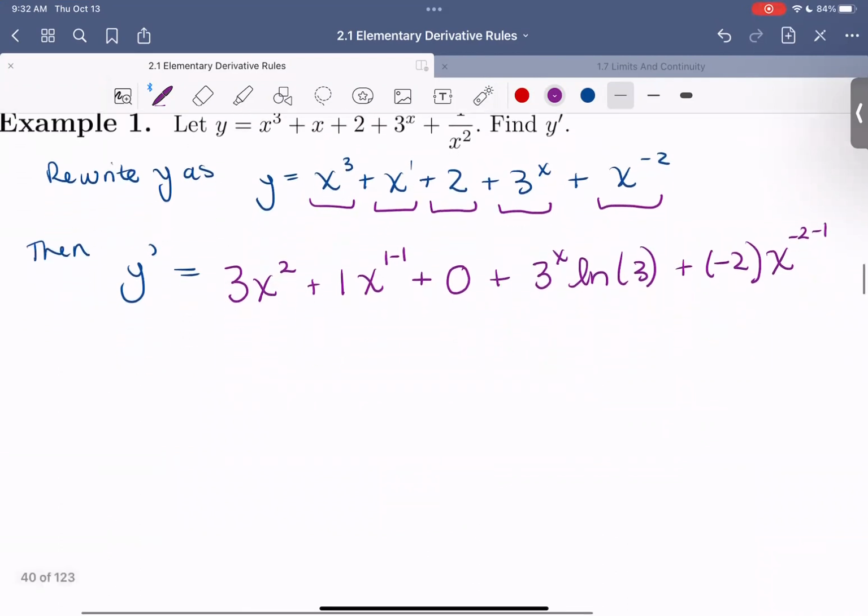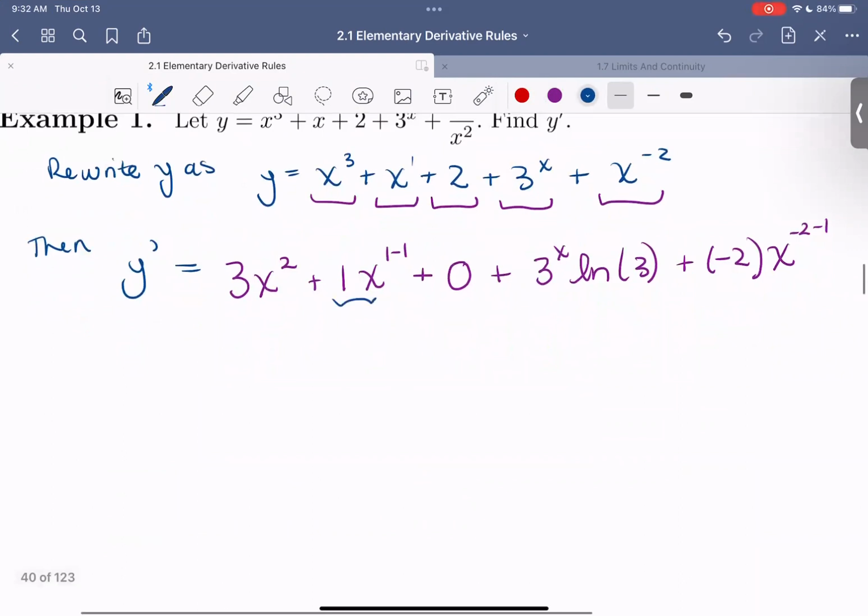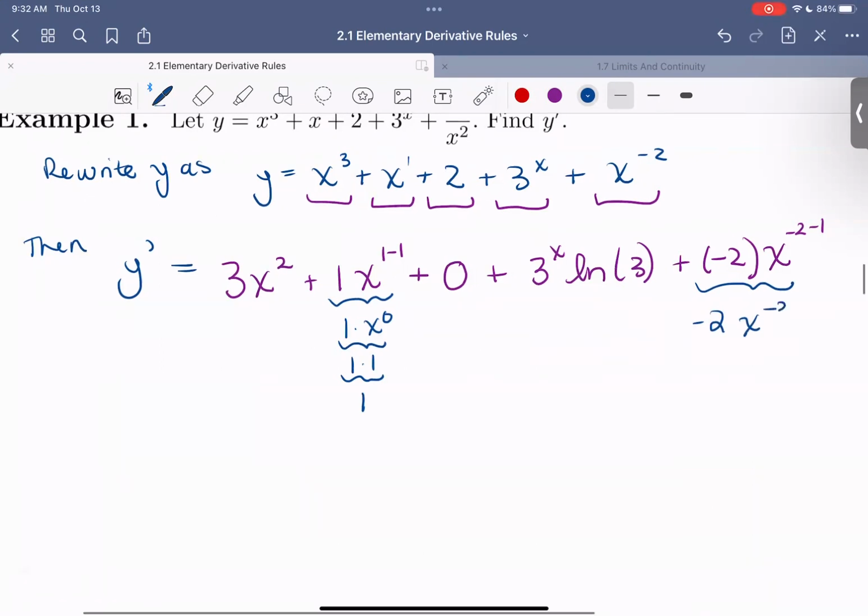Nice. So let's clean this up a little bit. Here we can combine that 1 minus 1 to be 0. So this is 1 times x to the 0. And recall any number to the 0 power is just 1. So this is just 1 times 1, i.e. 1. And then here, let's see how this exponent cleans up. We have negative 2 times x to the negative 2 minus 1, which gives us negative 3. So I can move that base to the denominator to get negative 2 over x to the 3.